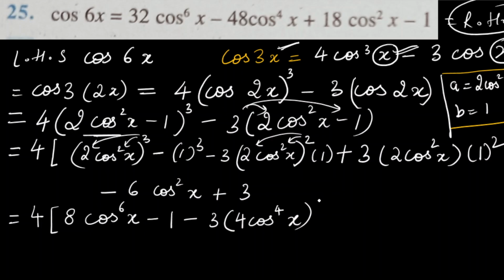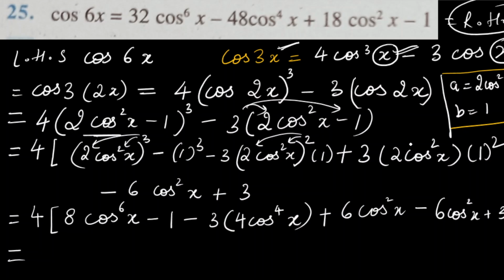Now the square is 4, into 1. If you multiply anything with 1, it will be same only. So plus this thing you can multiply. 3 into 2, 6. 6 cos square x into 1, it will be same thing. Minus 6 cos square x plus 3. So let me check if it is visible. Yes, it's visible. So plus 6. Now we can just simplify this thing. First of all, plus 6 cos square x and minus 6 cos square x will get cancelled.